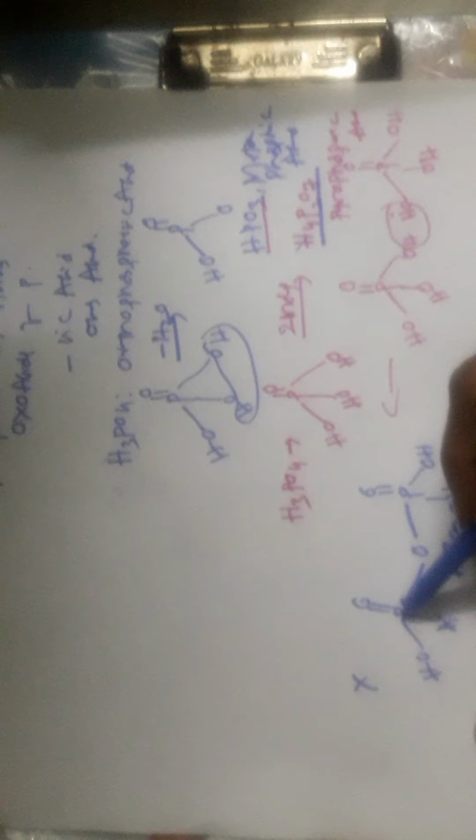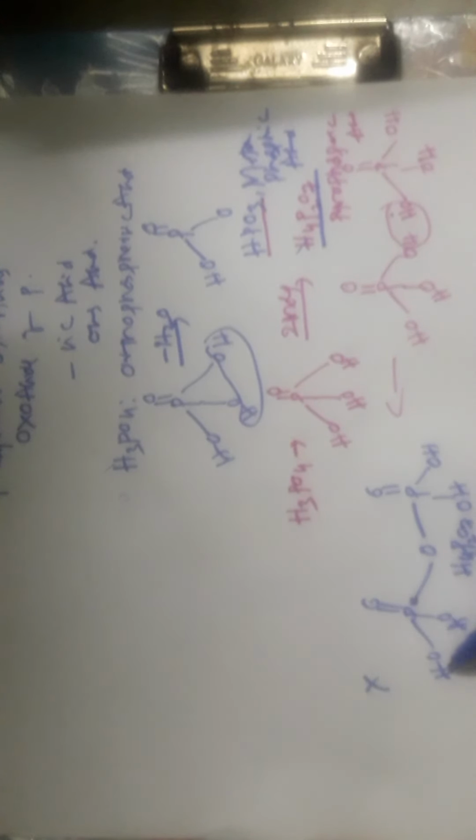One POP bond. How many OH? 4 POH bonds, since 4 OH groups are linked to the 2 phosphorus atoms. Each phosphorus is linked with 2 OH groups, here 2 OH, here 2 OH, and P double bond O on each. So if you know the structure, then you will be in a comfortable position. How many POP bonds, how many POH bonds, how many P double bond O bonds you can write. So this is nothing but pyrophosphoric acid, H4P2O7.